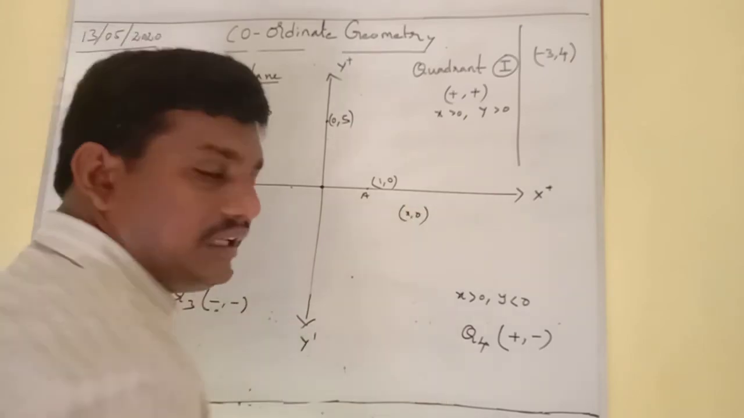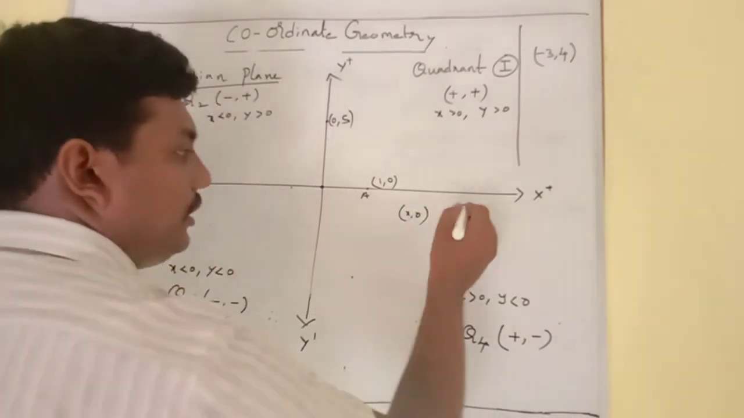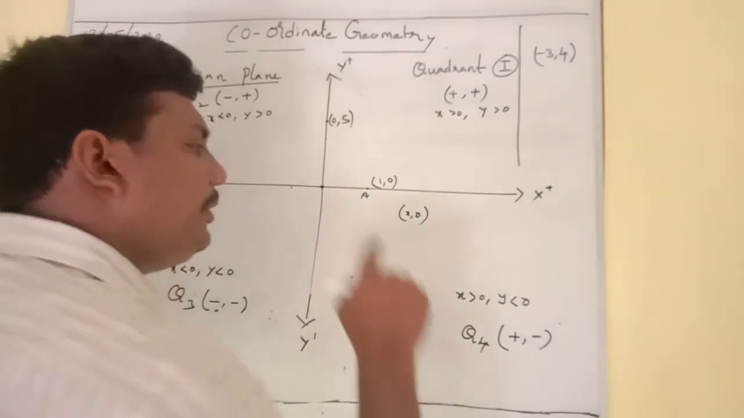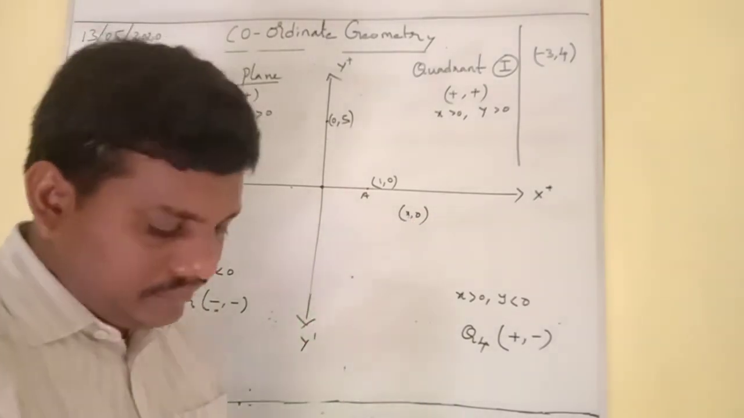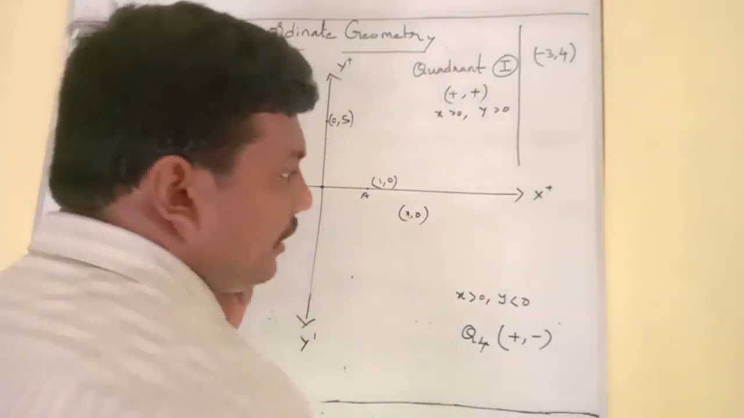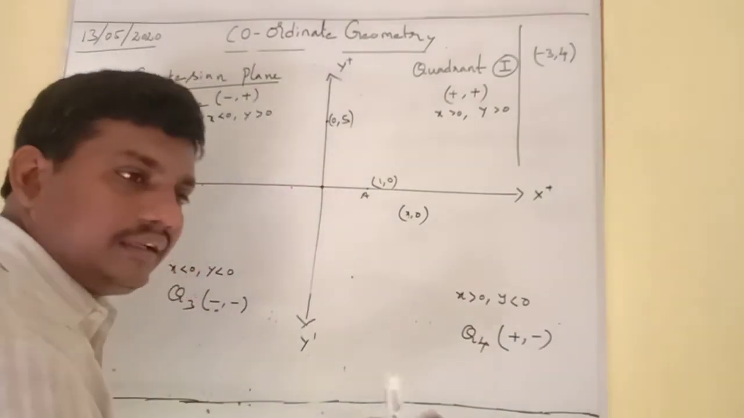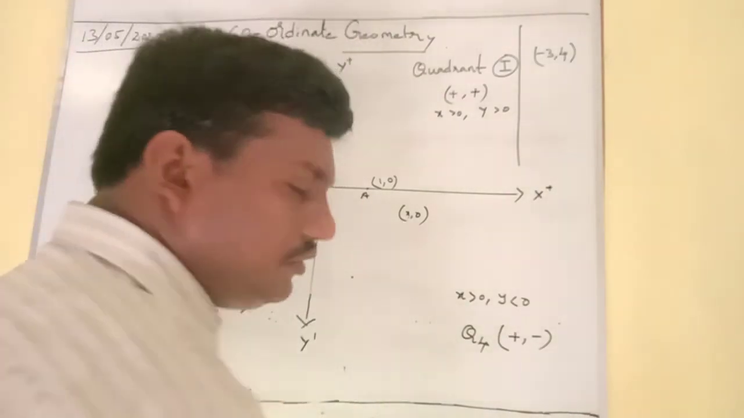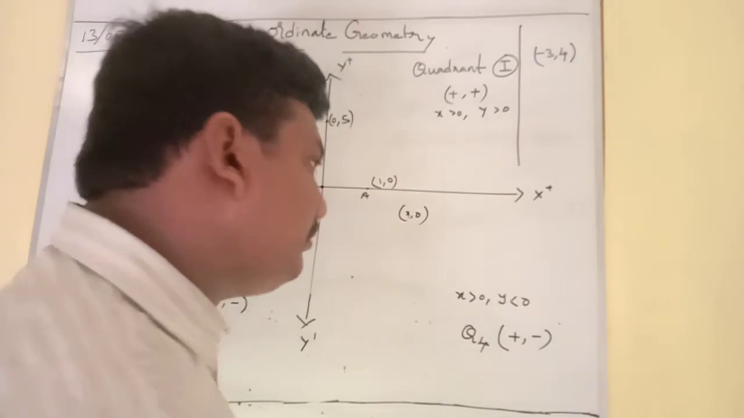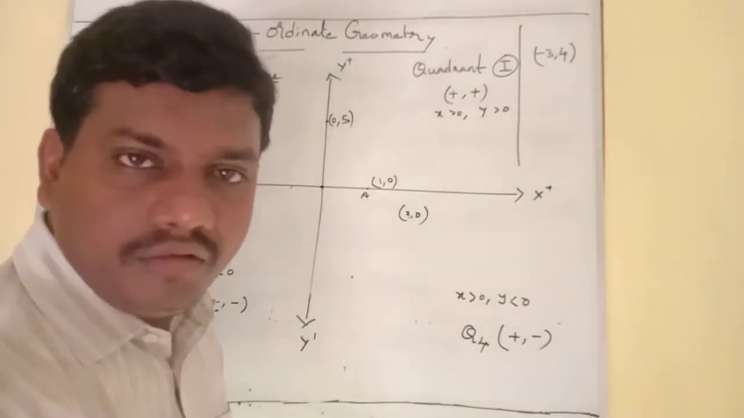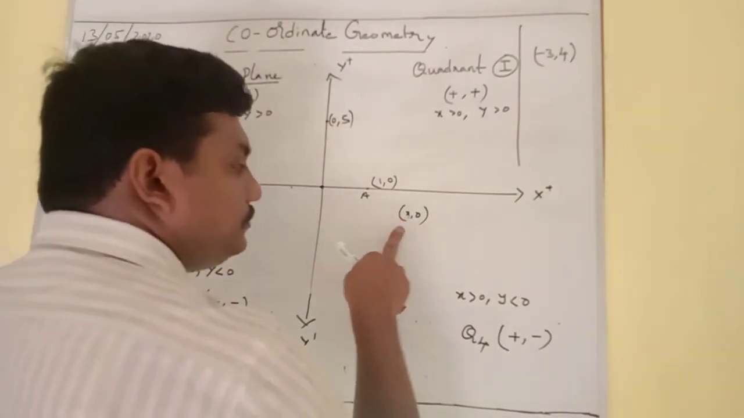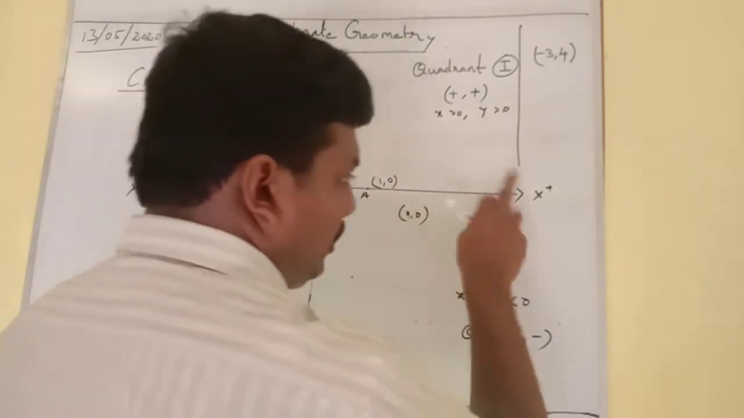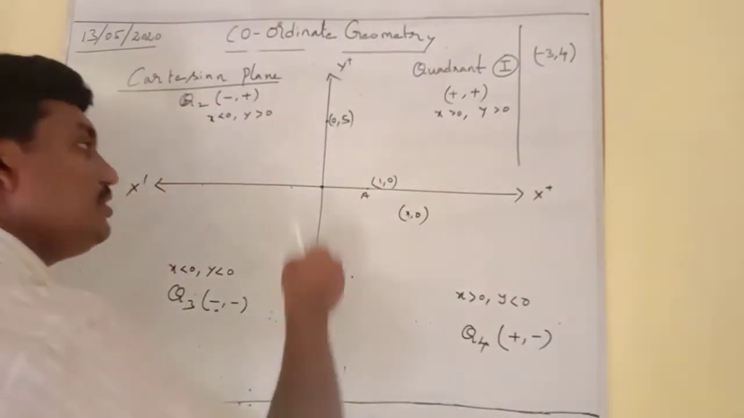Now the general form of a point on the x-axis is (x, 0). So this is called a general point on the x-axis. Because x is a variable here, in the place of x you can consider negative values, positive values, or any real number. That's why this is called the real number line. This is also a real number line.